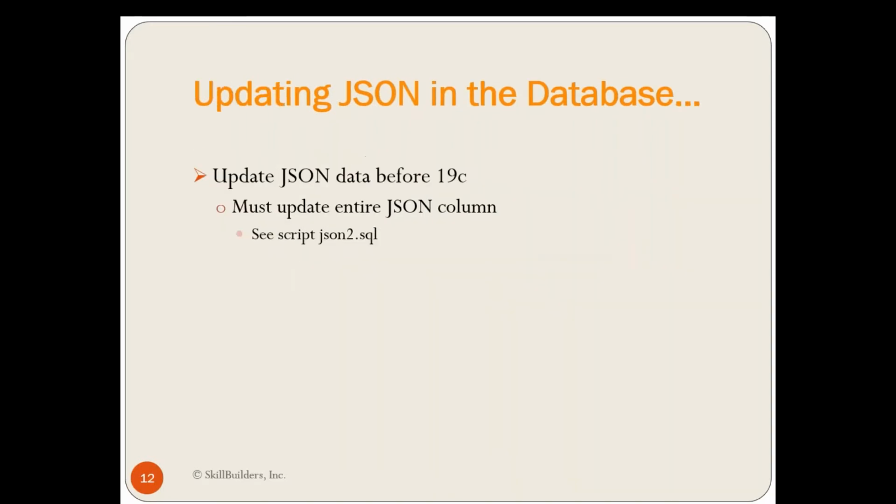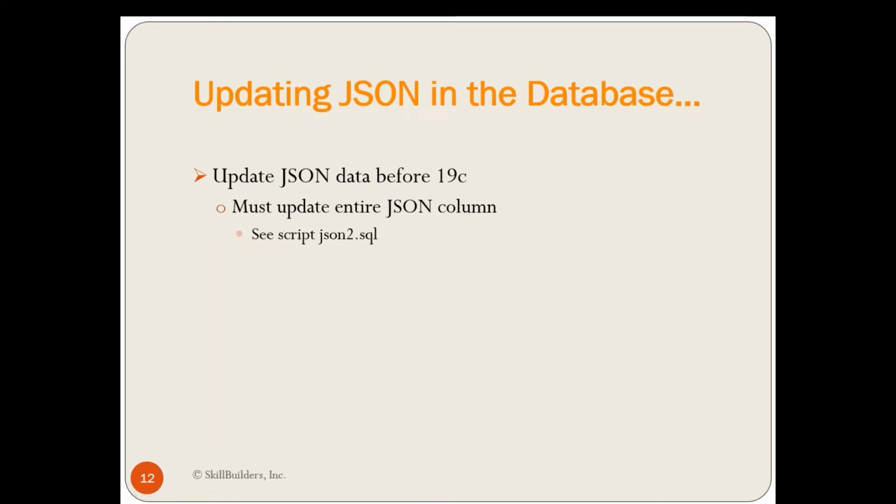Let's move on here. That was our JSON1.SQL. Now let's look at updating JSON in a database. Unfortunately, before 19C, you must update the entire JSON column. You have to do the entire JSON column. And JSON is often very big. Arrays can be large arrays. So even if you're updating just one thing, you must update the whole JSON column. And that's a real pain in the neck. But you can attempt to do that.